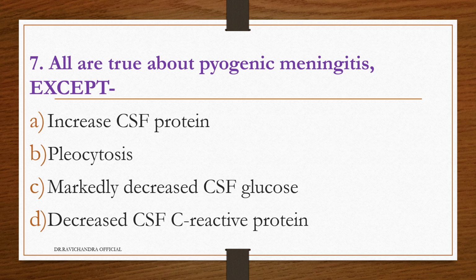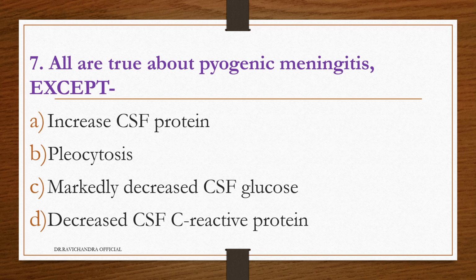All are true about pyogenic meningitis except: Option A, increased CSF protein. Option B, pleocytosis. Option C, markedly decreased CSF glucose. Option D, decreased CSF C-reactive protein. The correct answer is decreased CSF C-reactive protein. In acute pyogenic meningitis, C-reactive protein, that is CRP, levels in the cerebrospinal fluid are typically increased, not decreased. And C-reactive protein is an acute phase protein that will rise in response to inflammation and infection.